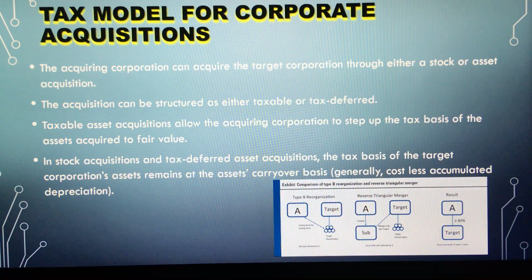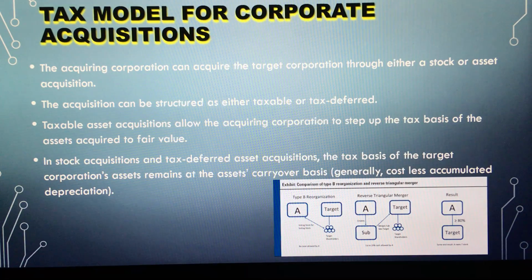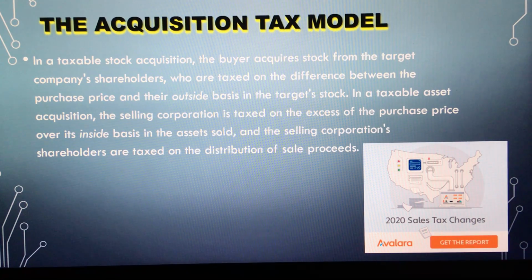Tax model for corporate acquisitions. The acquiring corporation can acquire the target corporation through either a stock or asset acquisition. The acquisition can be structured as either taxable or tax-deferred. Taxable asset acquisitions allow the acquiring corporation to step up the tax basis of the assets acquired to fair value. In stock acquisitions and tax-deferred asset acquisitions, the tax basis of the target corporation's assets remains at carry-over basis.